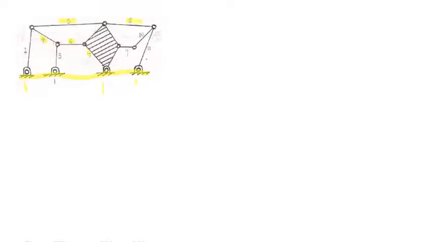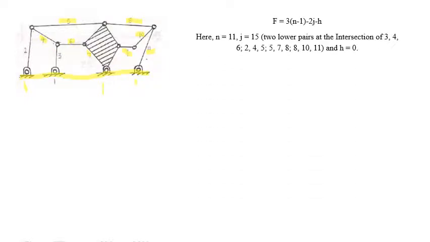This is link number 8, link number 9, link number 10, and link number 11. So we have 11 links. Okay, so let us count the number of lower pairs or joints.